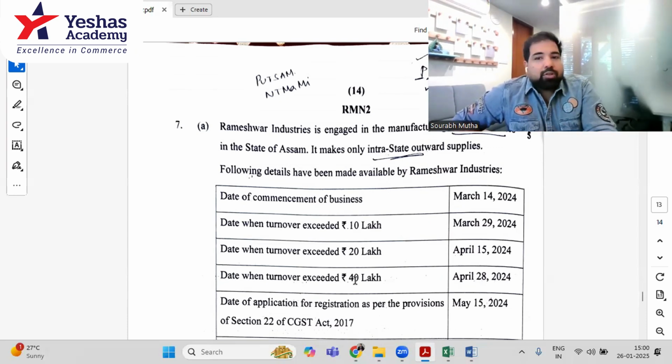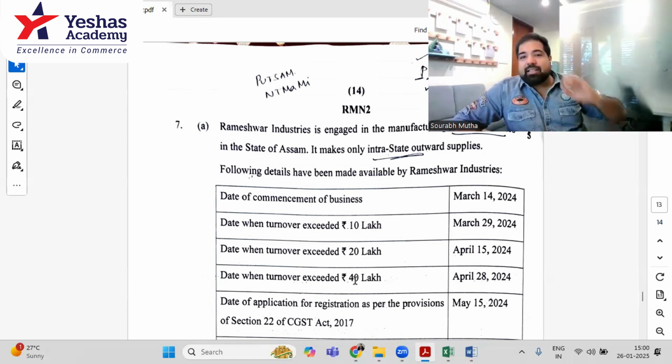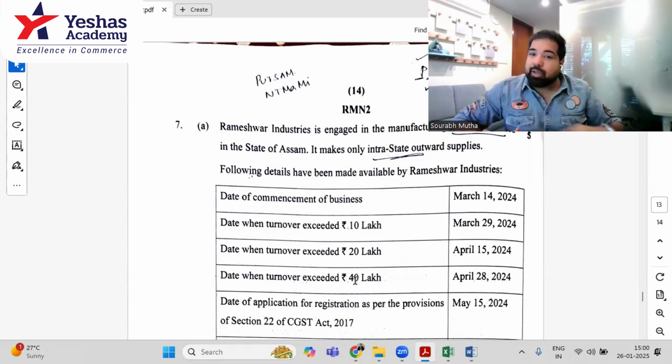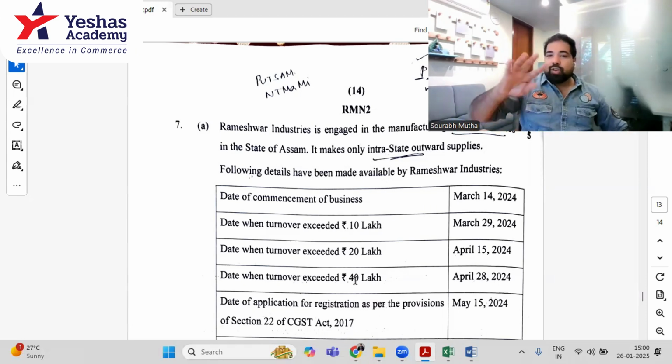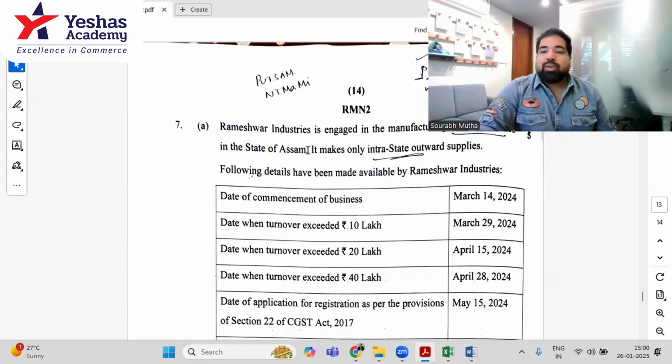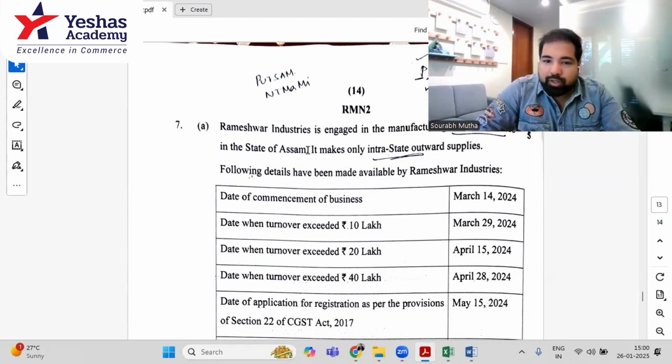Is it prohibited goods? No. Is it interstate supply? No. Is it only goods? Yes. And is it in some of the specified states of NT Mami, Nagaland, Tripura, Manipur, Mizoram? No. Or Assam, Puducherry, Uttarakhand, Telangana, and Sikkim, Arunachal Pradesh, Meghalaya? No. So hence, congratulations. Rameshwar Industries will have to register only when they cross the 40 lakh limit.